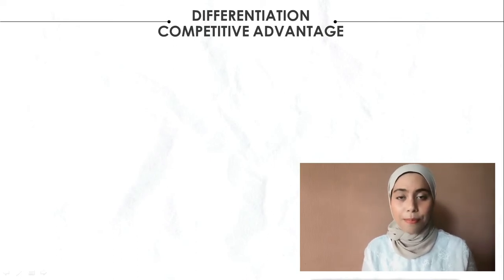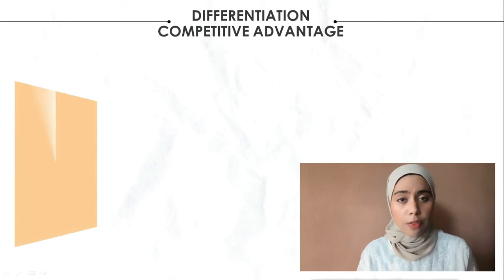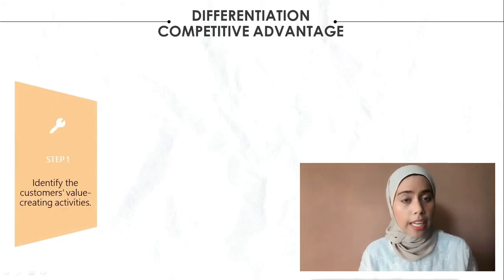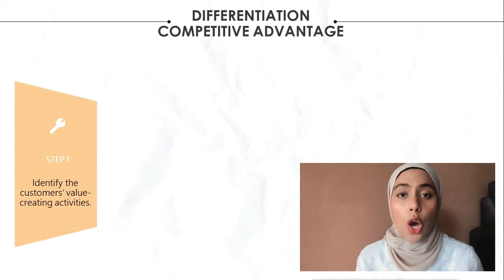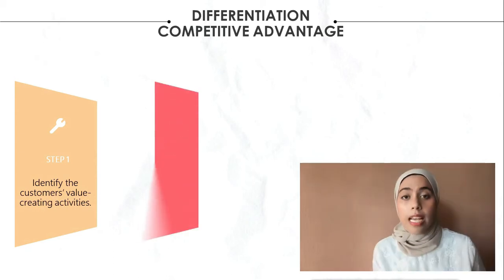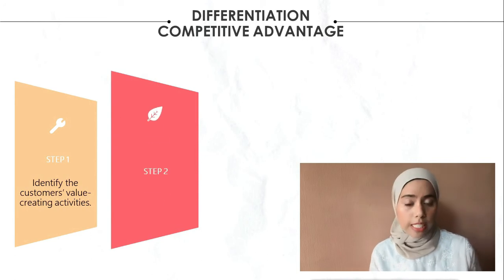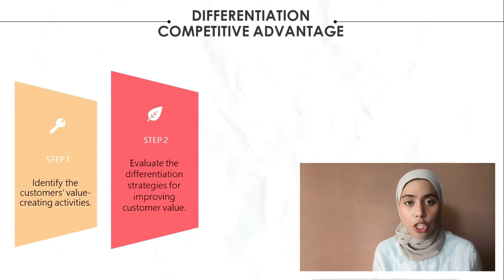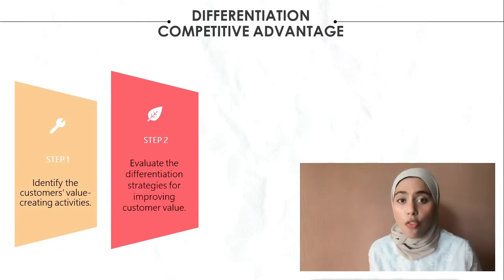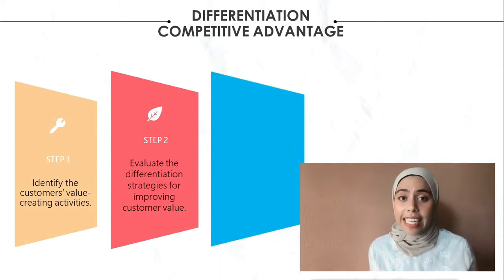The first step that managers have to do is to identify the value creating activities. After identifying all the value chain activities, managers have to focus on those activities that could contribute the most to creating the best customer value. The second step is to evaluate the differentiation strategies for improving customers' value. Managers can use strategies such as adding more product features, focusing on customer service and feedback, increasing customization, or offering complementary products. The final step is to identify the best sustainable differentiation.